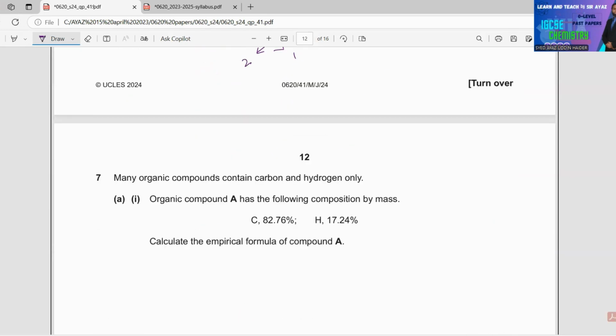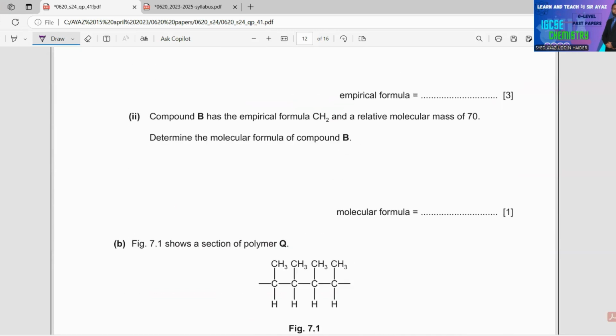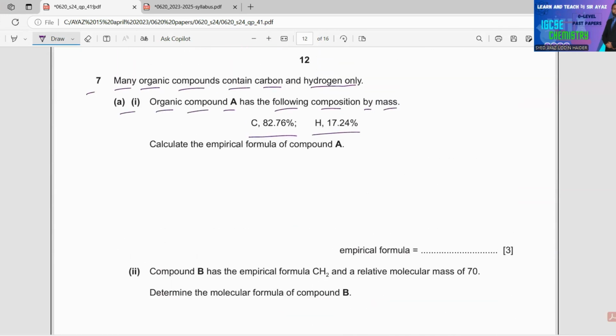Going to next question. Question number 7. Many organic compounds contain carbon and hydrogen only. An organic compound A has the following composition by mass: C 82.76%, H 17.24%. Calculate the empirical formula of compound A.